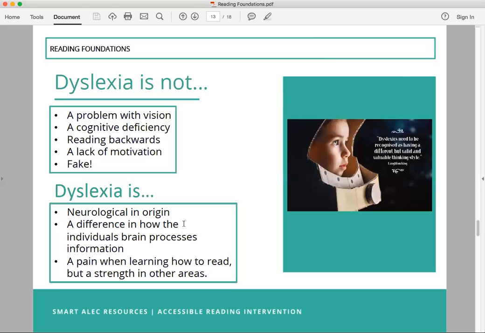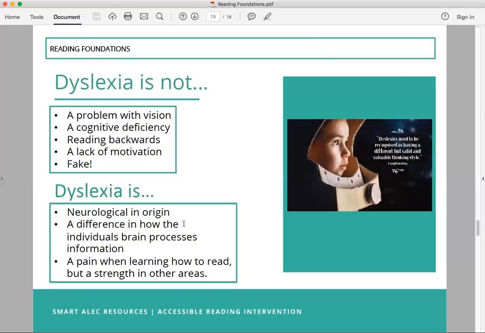Dyslexia is not a cognitive deficiency. These kiddos that have dyslexia are as smart as their peers. They fall absolutely within the normal distribution of intelligence. They're not any less cognitively able than everybody else in their classroom. They're not reading backwards. They are not just unmotivated. And dyslexia is definitely not fake.